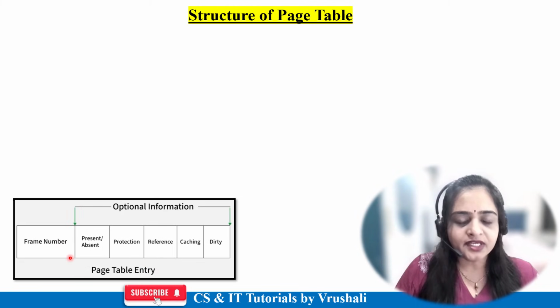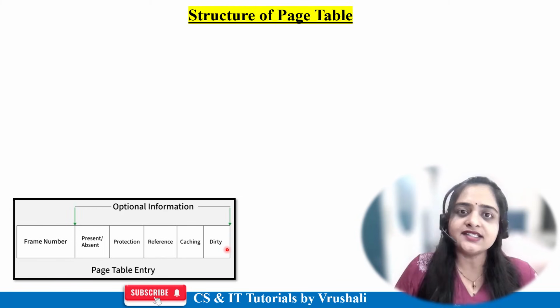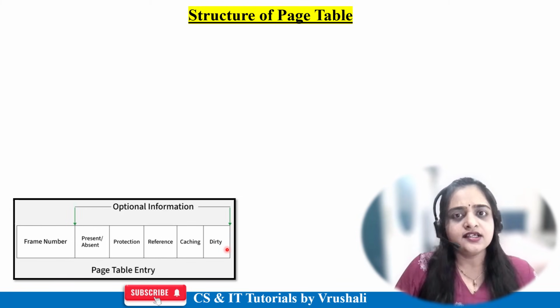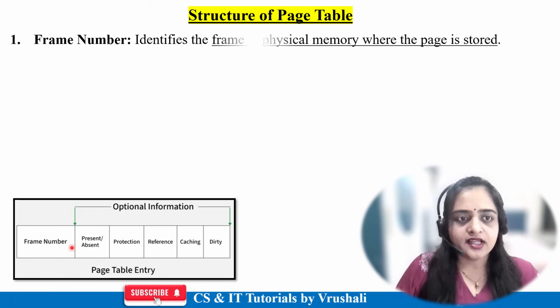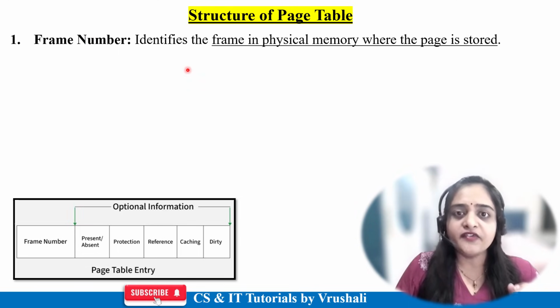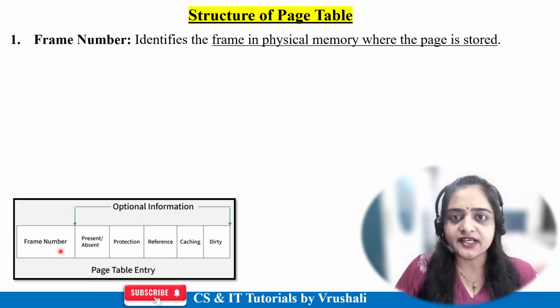See, frame number, present/absent of a particular page, protection, reference, caching and dirty. So these are all called bits. They store information in either 0 or 1 format. Now let's see in detail. The first column is called frame number, meaning which page is stored in which frame in physical memory. Basically they mention the frame number, that is frame 1, 2, 3 in this way.